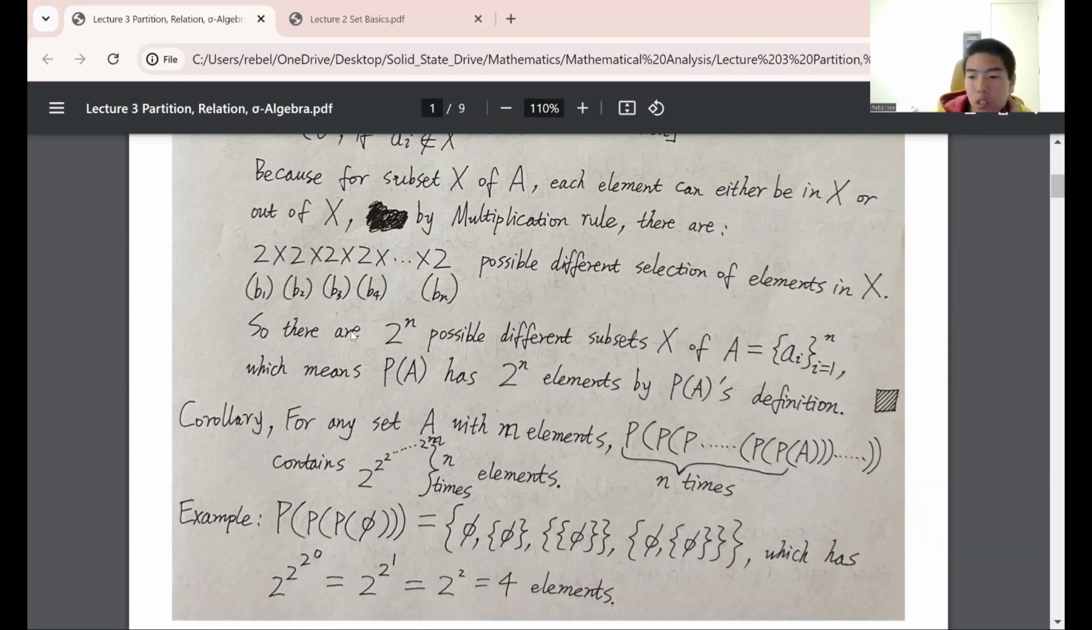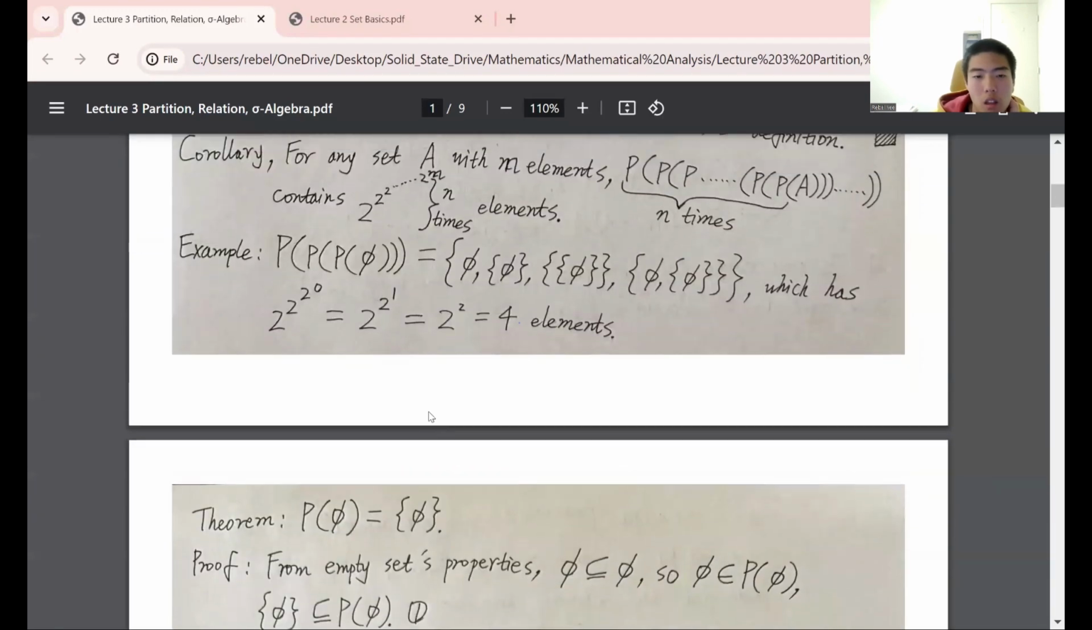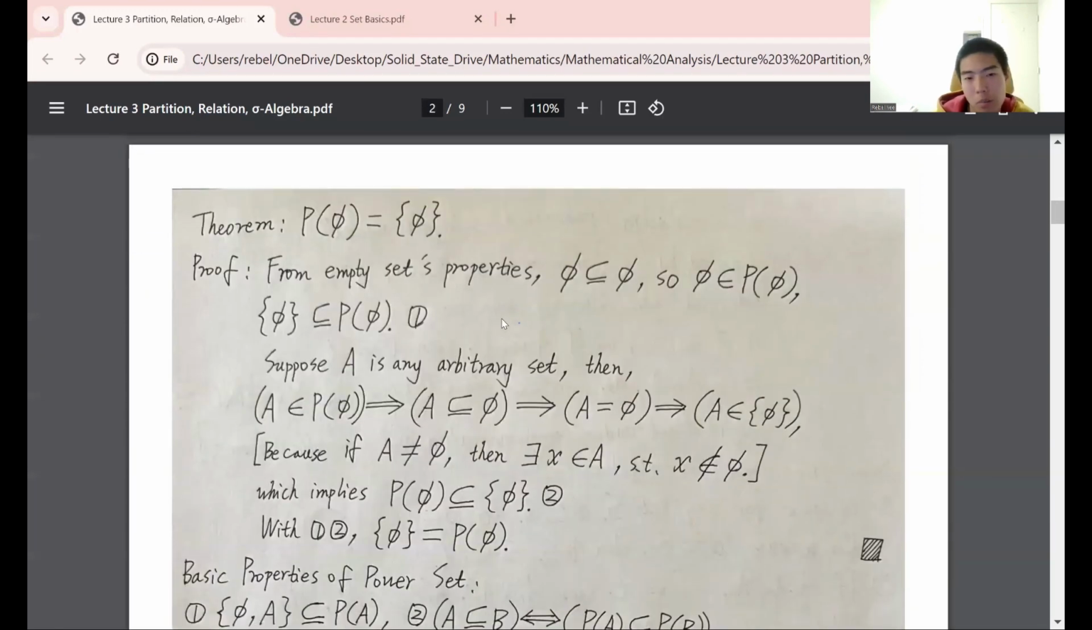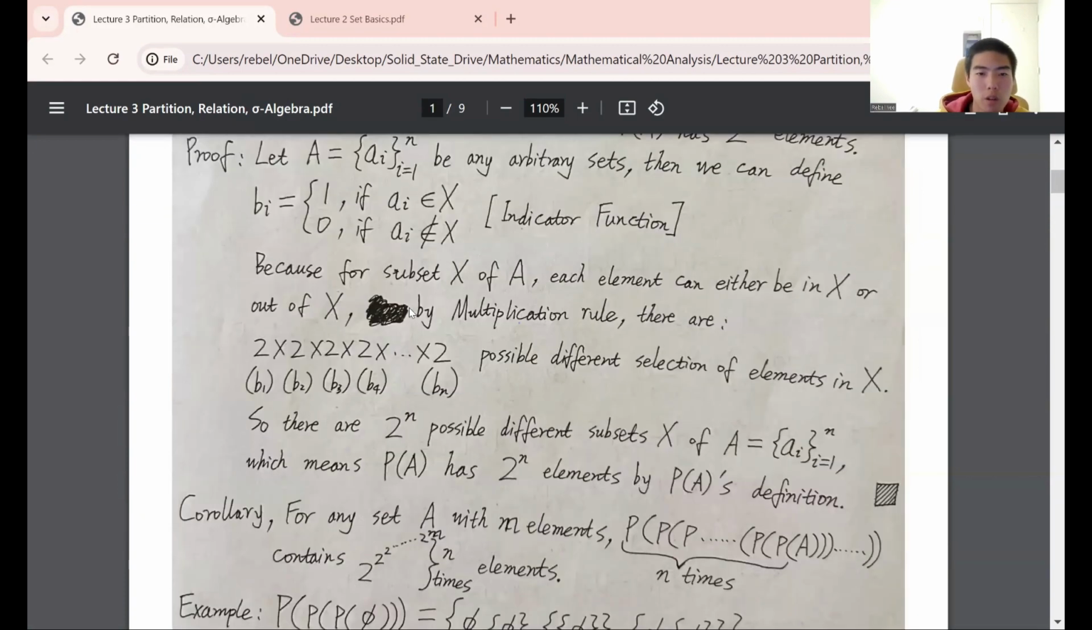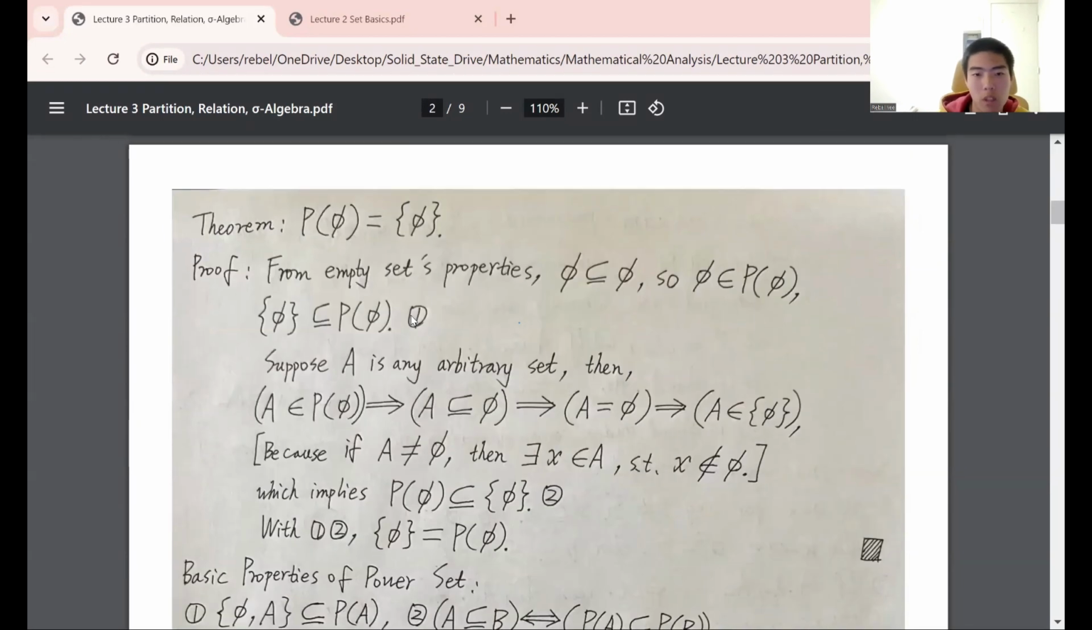Cool. And let's go to our next page. So there's one, maybe this is a theorem, maybe this is just a fact: the power set of the empty set is this one, which we already listed here. So yeah, you can prove it. I can give you one direction. We can talk about one direction.